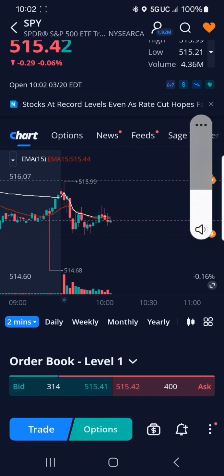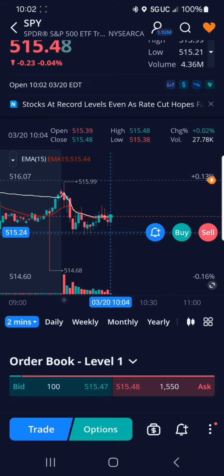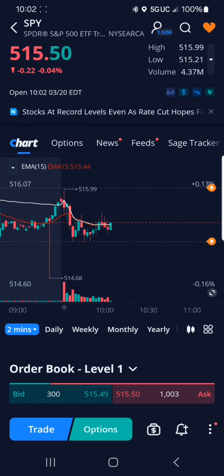I will hear it when it breaks and retests either one of these zones, which looks like it's going to be this downward zone, but we'll see. When it breaks and retests one of these points here, one of these zones, then I'll come back and jump in, and we'll see what's up.